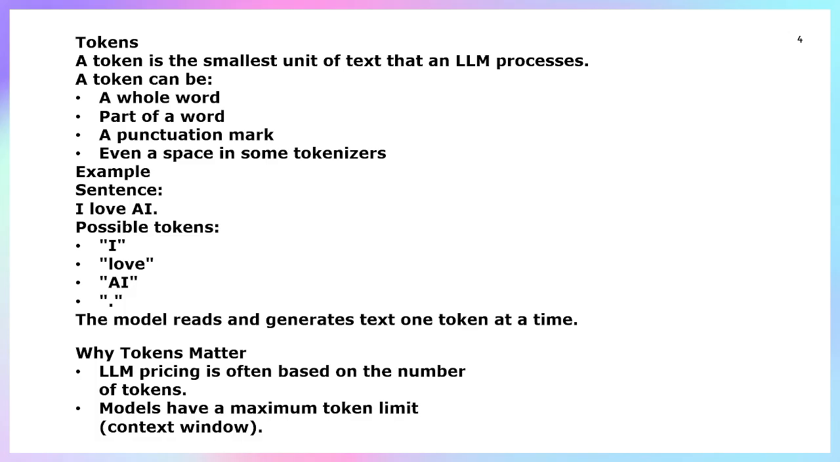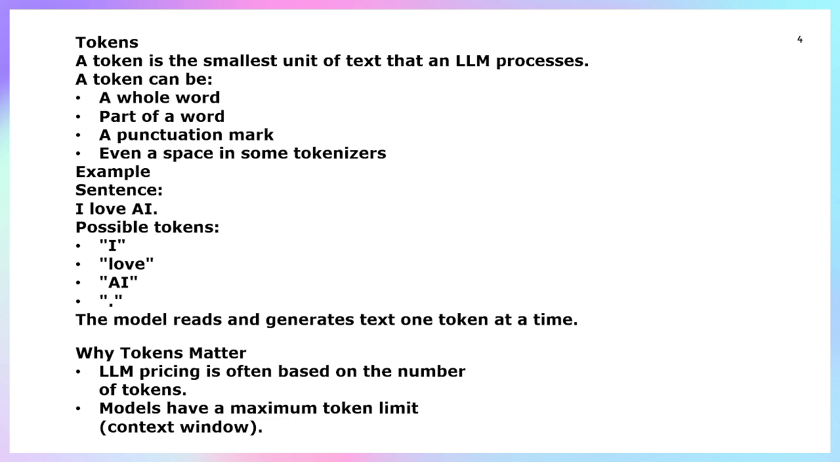For example, I love AI. So possible tokens can be I, love, and AI, and the dot is also available, right? A punctuation mark can be a token as well, right? So the model reads and generates text one token at a time. So a token is a small unit of text in the LLM sequence. Why do tokens matter? LLM pricing is often based on the number of tokens, right? And the model has a maximum token limit, right?